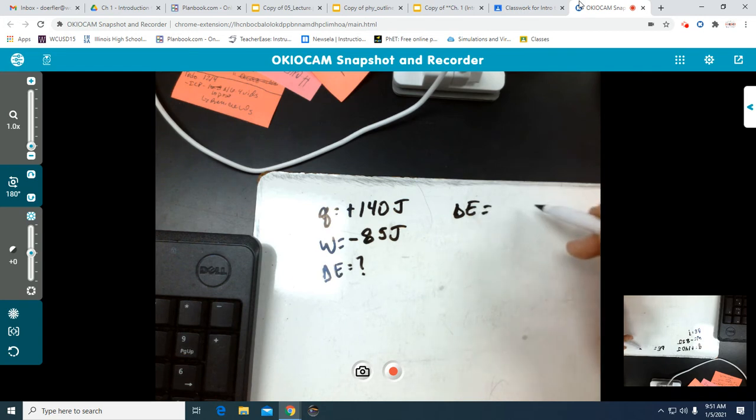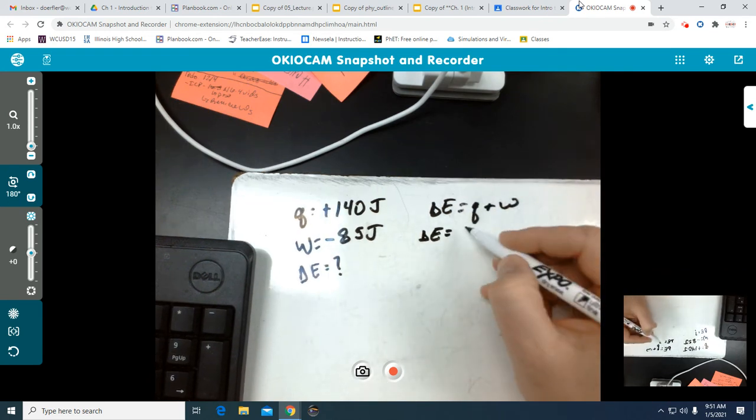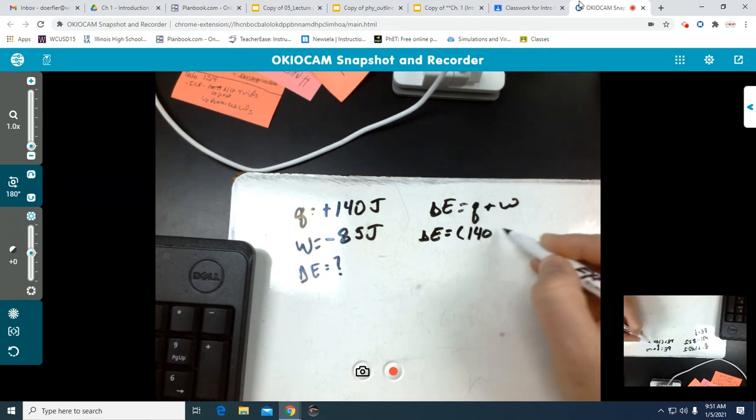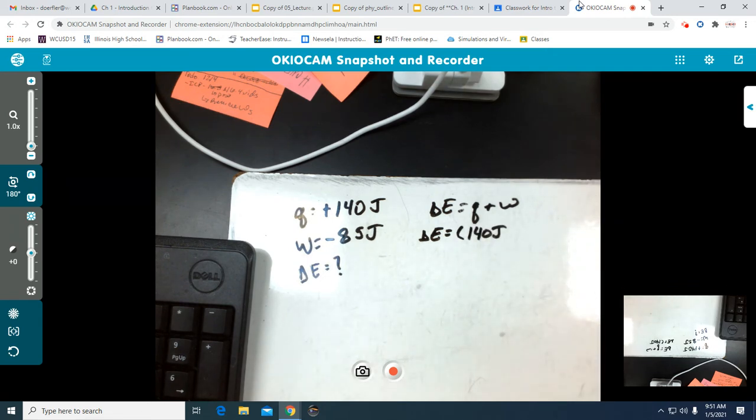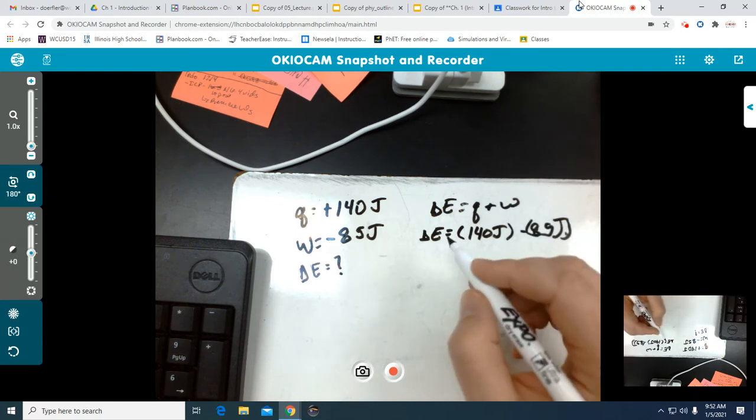Oops, I can't even write a little Q. So setting up our equation, Q plus W. We go ahead and just put in our values. Q, again, was 140 joules, and work being a negative 85 joules. Sorry, I got sidetracked there. My handwriting still hasn't come up to snuff here for the semester.